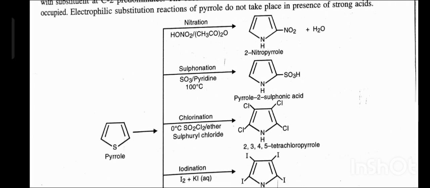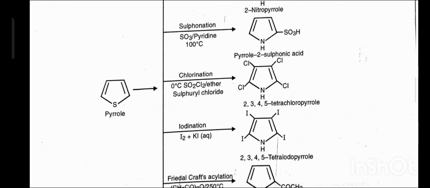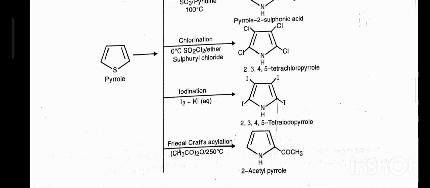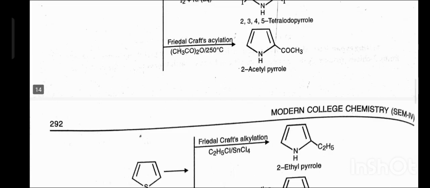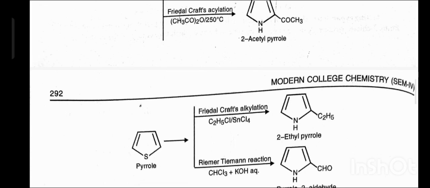Pyrrole nitration in the presence of HNO3 and acetate, ethyl acetate. Sulfonation: SO3 in the presence of pyridine. Chlorination: SO2Cl2 in ether at 0 degrees Celsius. Iodination: I2 plus KI. Friedel-Crafts reaction, alkylation. It gives Friedel-Crafts acylation in the presence of C2H5Cl in the presence of SnCl4.